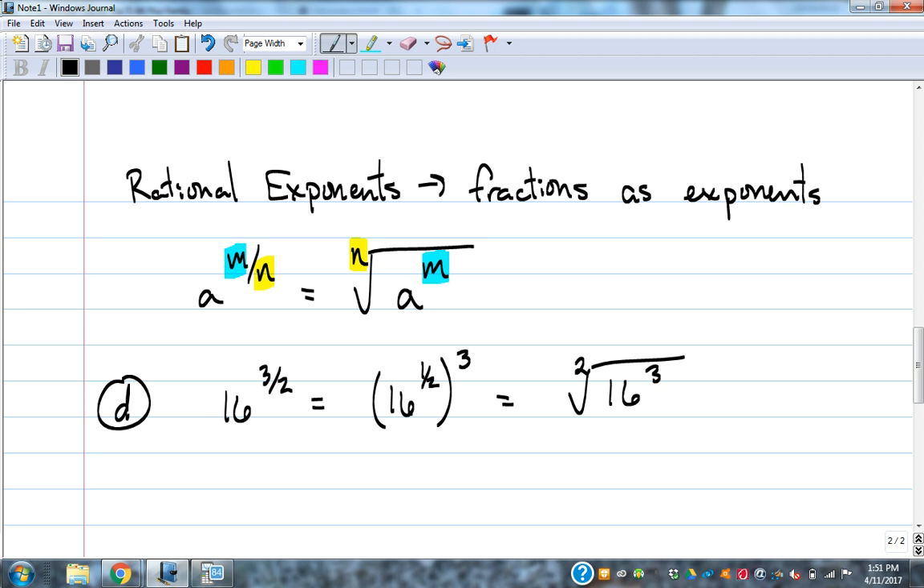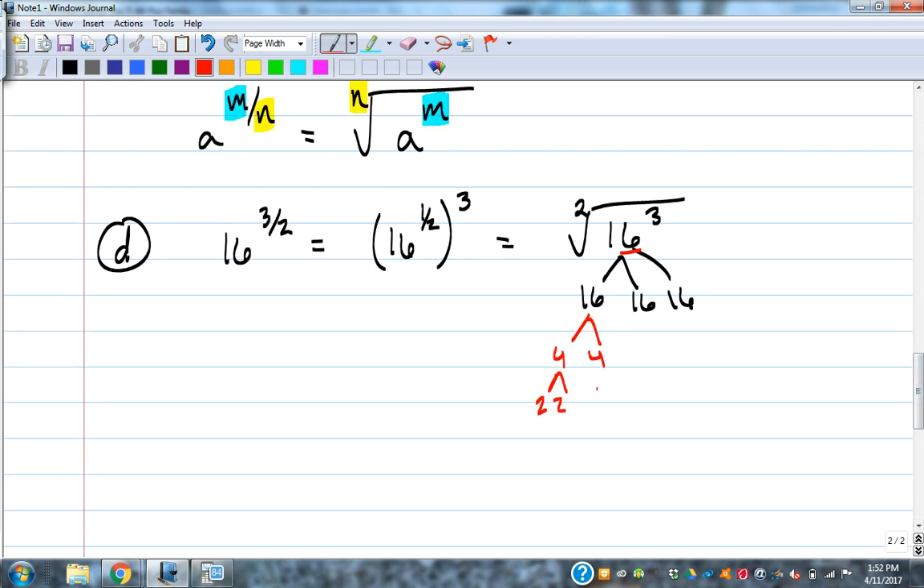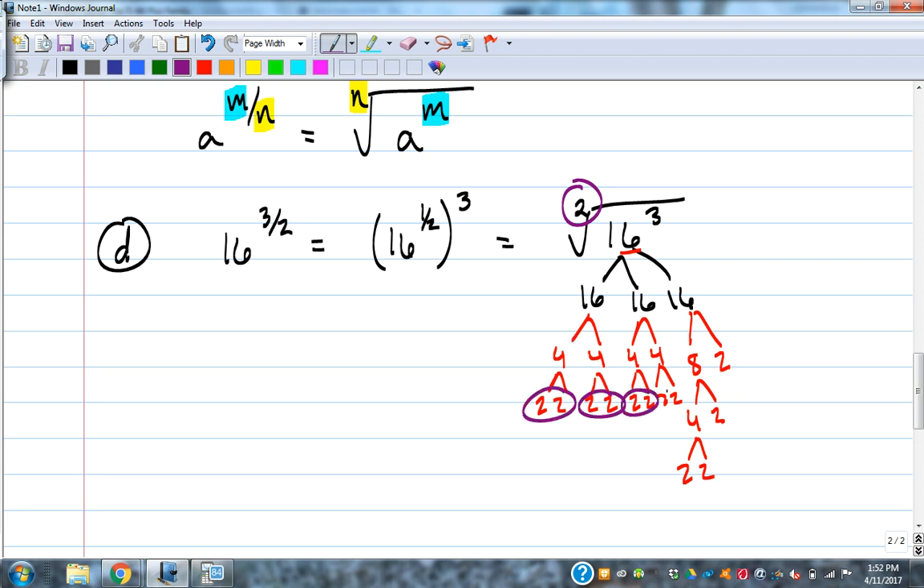So what can we do to simplify that? We can think, okay, 16 cubed is really 16 times 16 times 16, right? And then I could do a factor tree from there on the 16s. 4, 4, 2, 2, 2, 2, 4, 4, 2, 8, 2. Getting bored here. How many am I looking for in a set? 2, because I'm doing a square root. 1, 2, 3, 4, 5, 6 sets of 2s. That's 2 to the 6th power. 64.